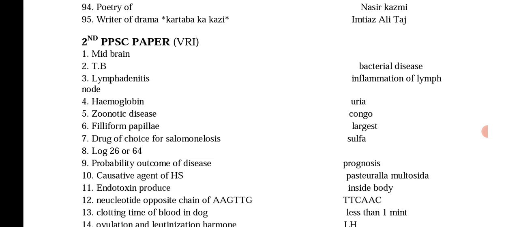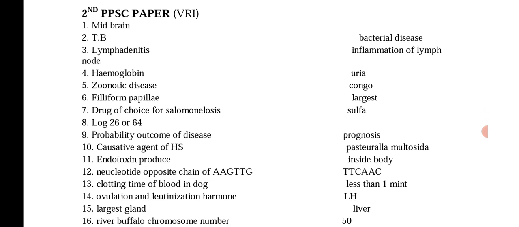Nucleotide opposite chain of AAG, TTG will be TTC, AAC. To solve this, we have to know that A pairs with T, G pairs with C. ATGC, at Government College. We can solve this with that point.